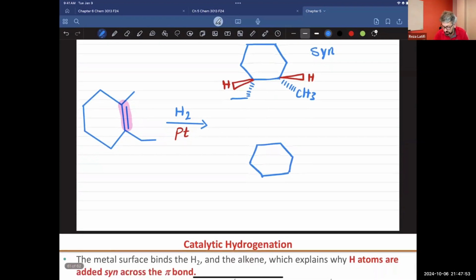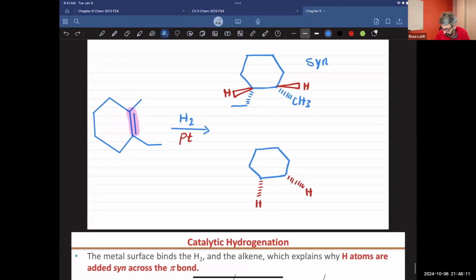Both hydrogens were added to the bottom of the molecule, so I'm going to show them by dash, and the methyl will be pointing to us. Forgive me. This is going to be methyl, and this one will be the ethyl, and of course for the ethyl we have a carbon there. So that's going to be the ethyl, and this is the CH3.